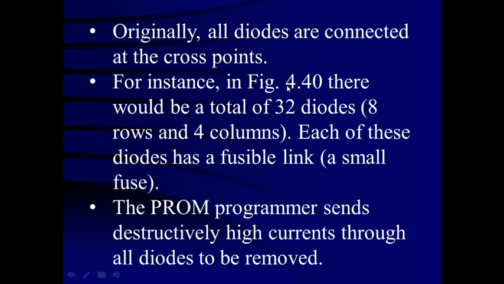For instance, in figure 4.40, there would be a total of 32 diodes, 8 rows and 4 columns. Each of these diodes has a fusible link or small fuse. The PROM programmer sends a restrictive high current through all diodes to be removed. So, if we remove a certain diode, the current through that diode only will be high, excessive current will be there. So, corresponding to that diode, whatever fuse is connected in series is going to burn out, and that particular diode is going to be disconnected.